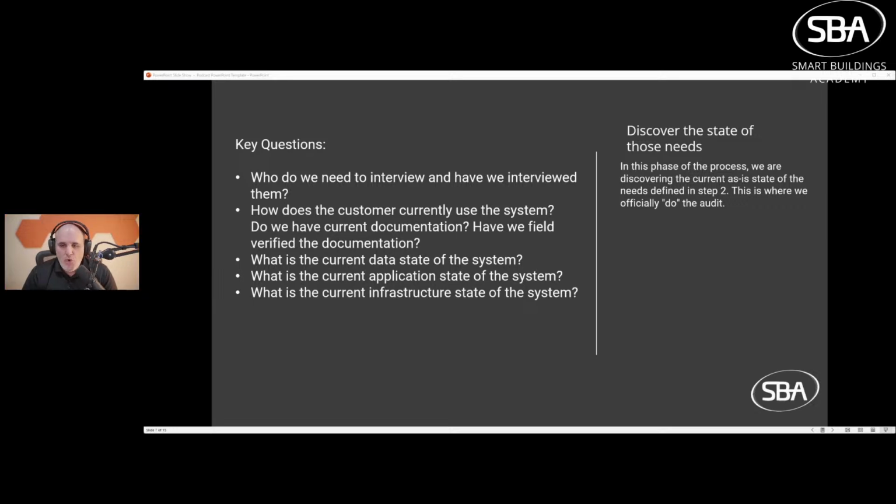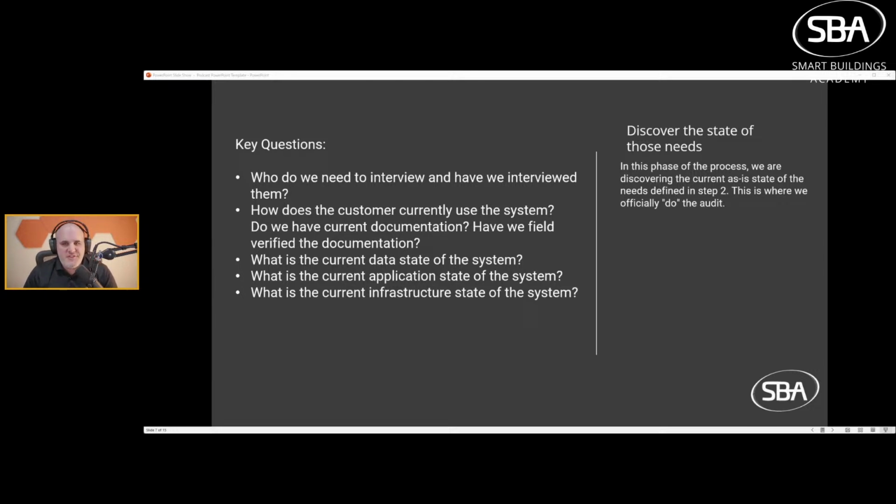What is the current application state of the system? Just because everything's online does not mean it's actually working. So does the sequence work? Do they even have a sequence? Do they have a program? Can you get the program? What are the schedules? Are all of the servers logging their data appropriately to databases? Where are they logging it?